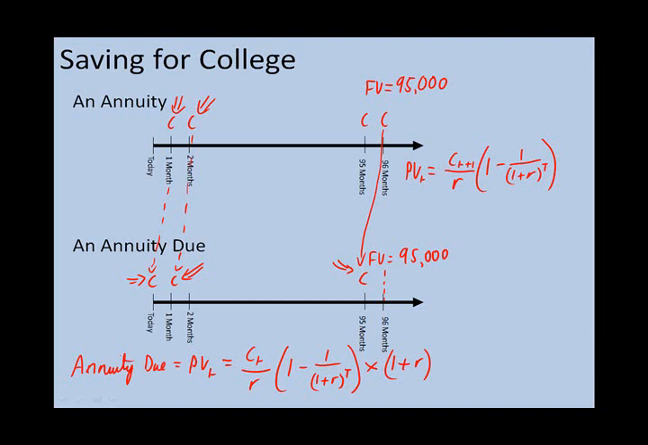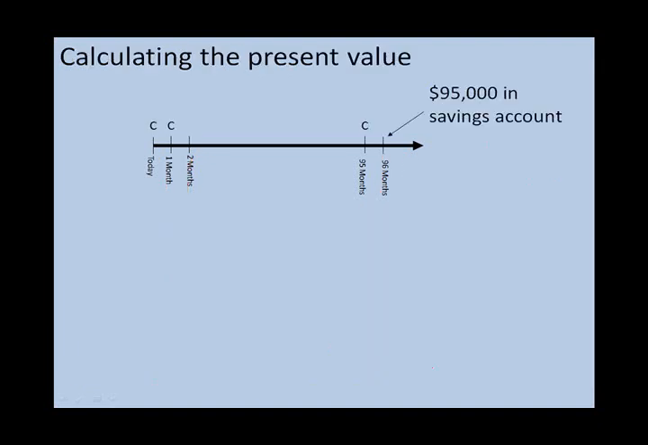Let's see how this formula works in reality. First, we need to calculate the present value of the $95,000. We know that in 8 years we want $95,000, but our annuity formula and our annuity due formula don't have future value, they have present value. First we're going to bring the future value back to the present using our present value formula.